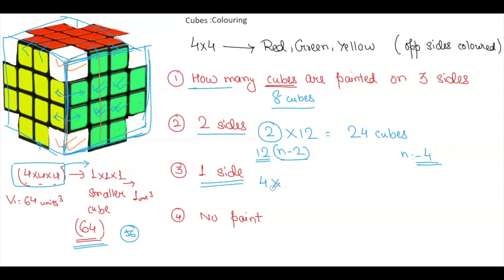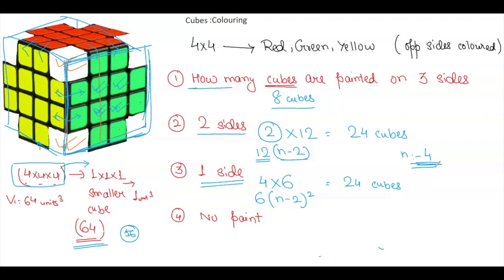And how many faces do we have in a cube? We have a total of 6 faces. So that gives us 24 smaller cubes having one side painted. This can be written in the form of 6, that is the number of faces, into n minus 2 whole square, where n again is equal to 4 as we discussed in the previous question.